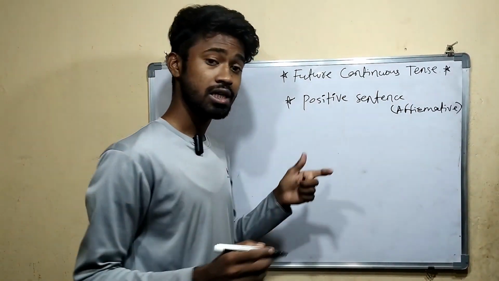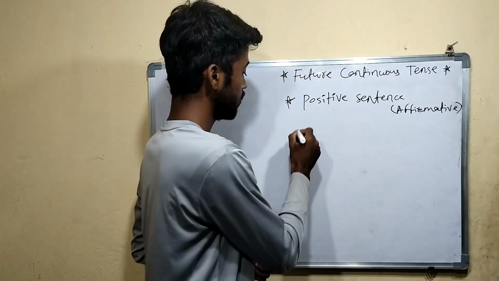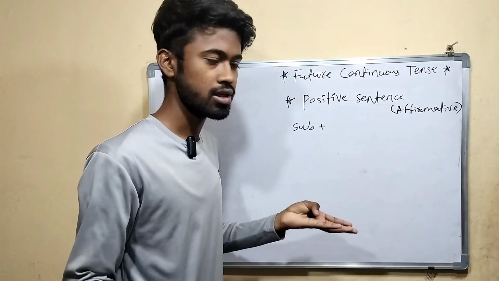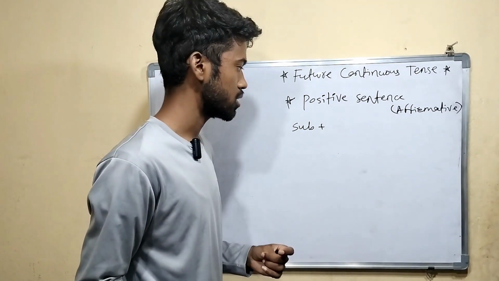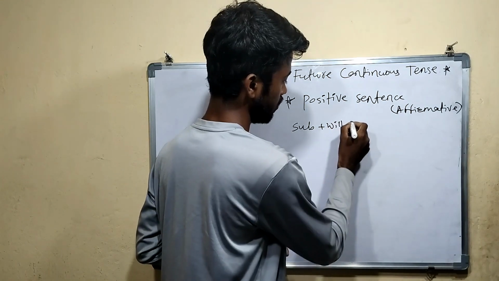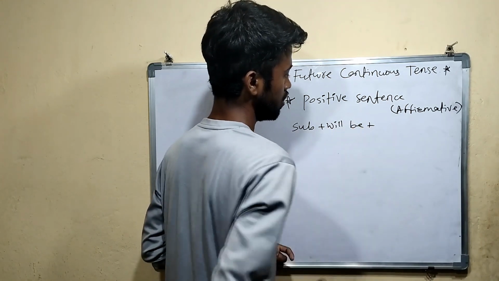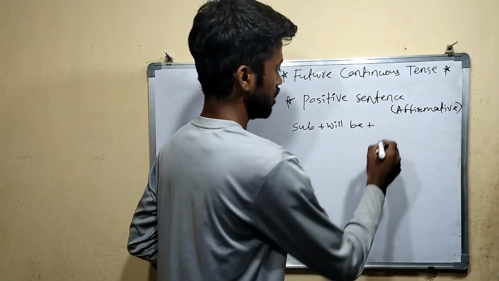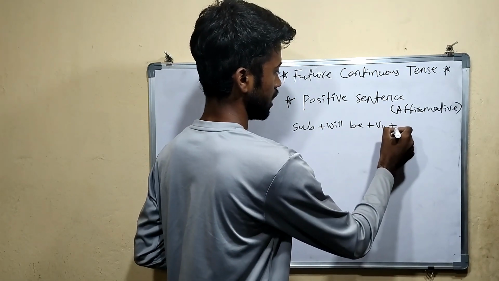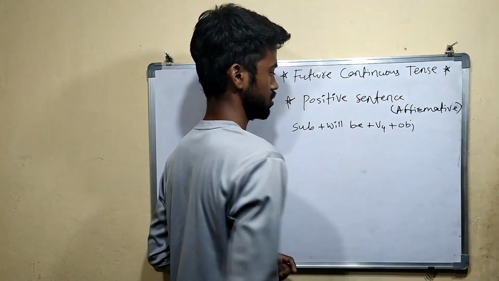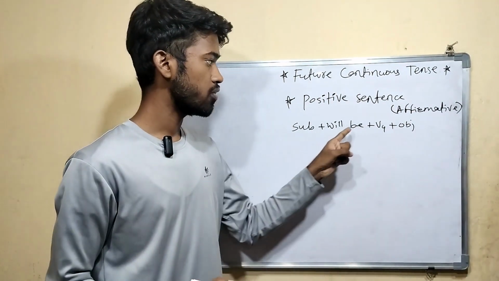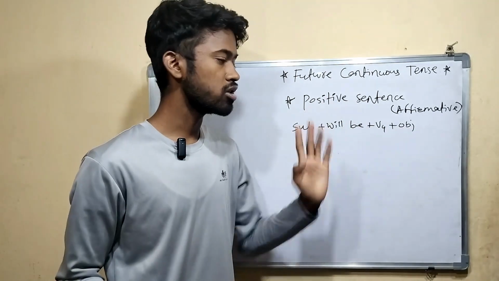Now let's discuss the structure. First, the subject will be there. In positive sentences the subject is always at the first position. After that, will be. So here what is the helping verb? Will be, plus the fourth form of verb, and object. So this is the structure of future continuous tense: subject plus will be plus fourth form of verb plus object.